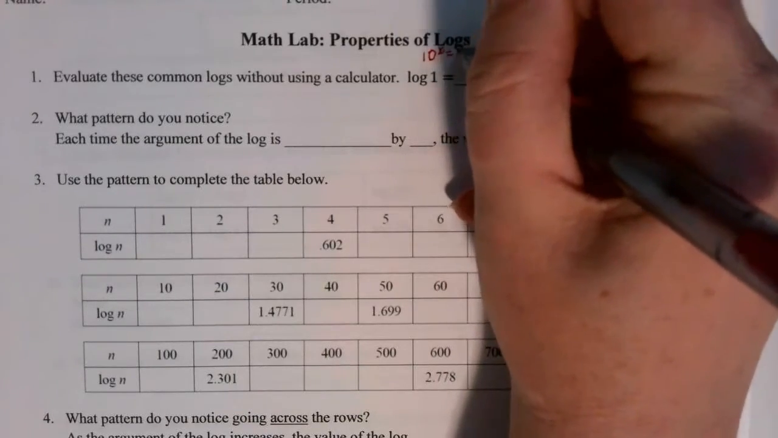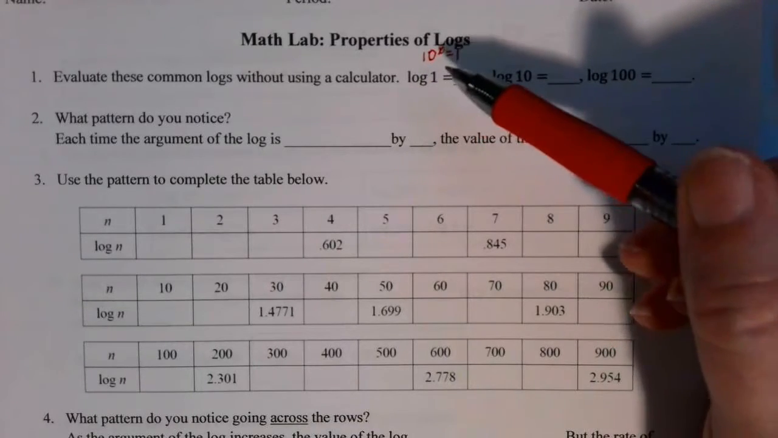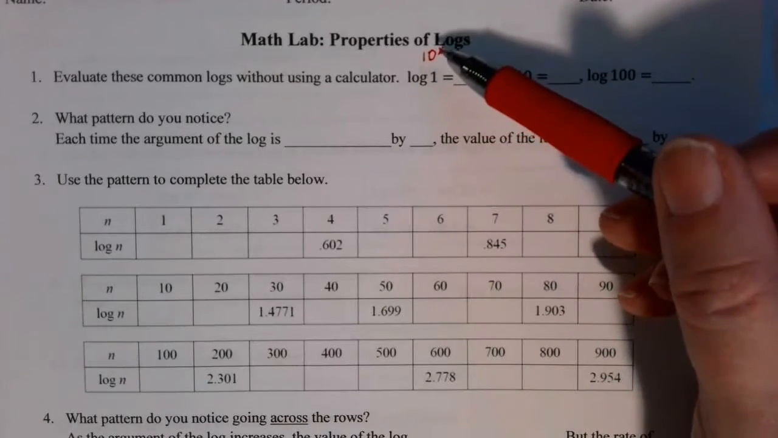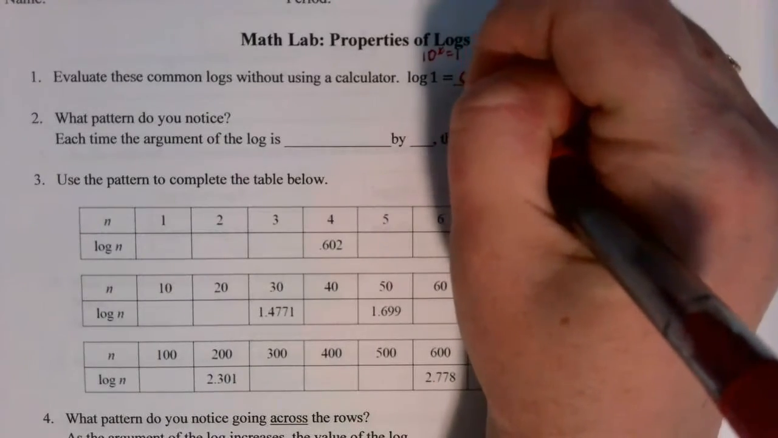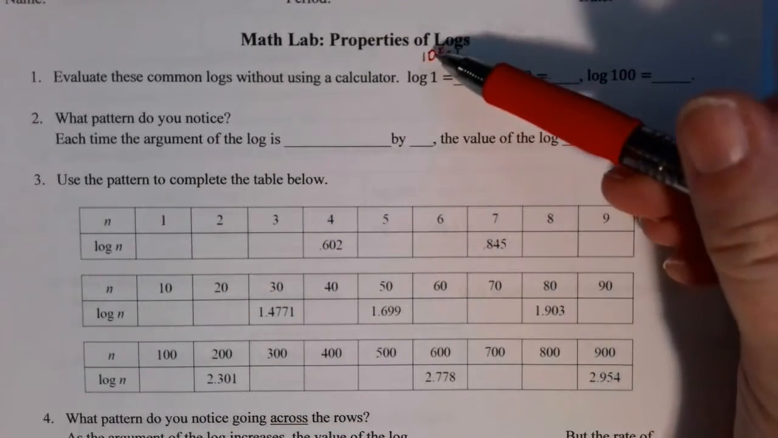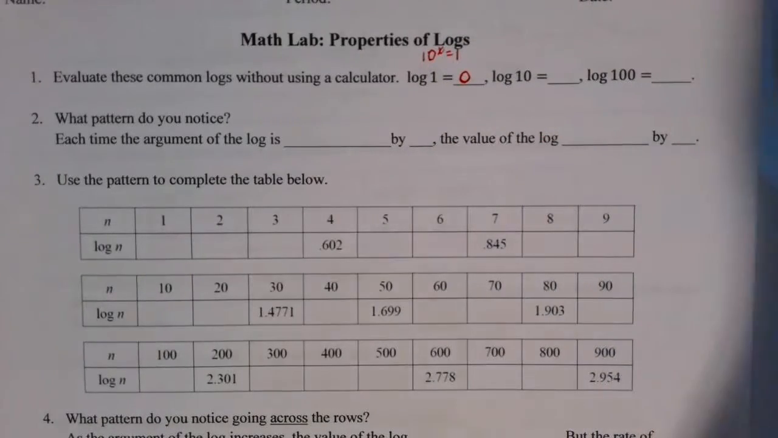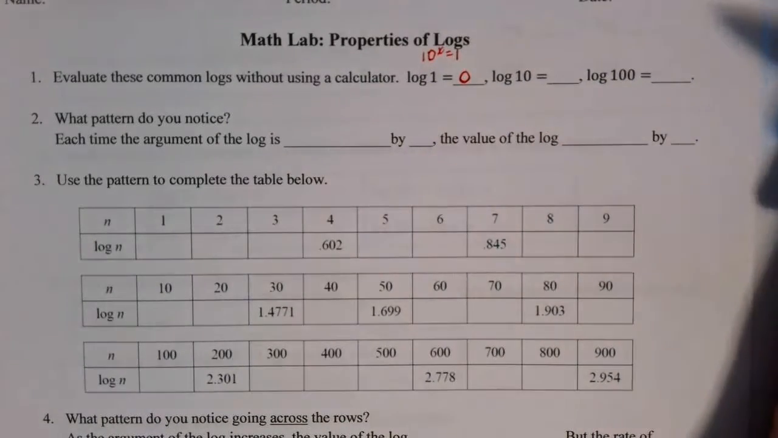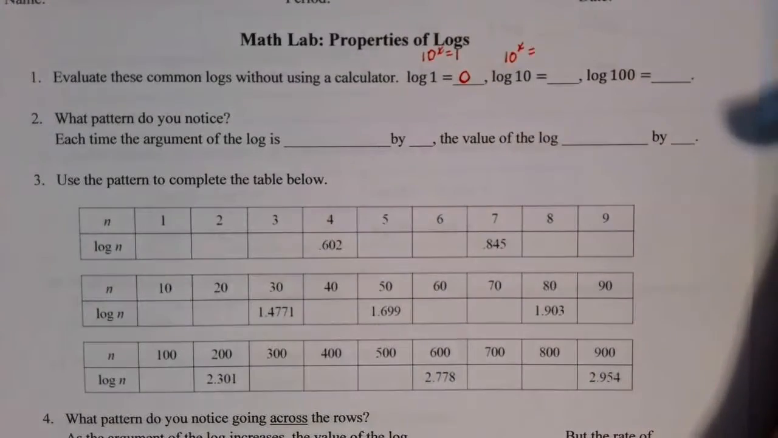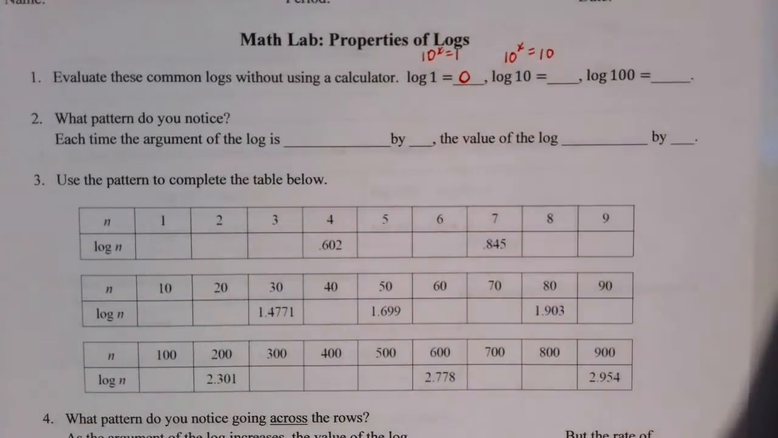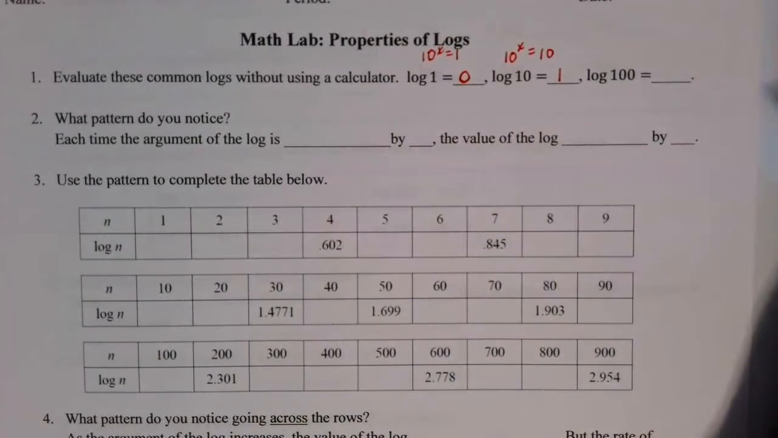So the common log of 1, that's asking us 10 to the x equals 1. So the common log of 1 is asking 10 to what power is equal to 1, and that would be a 0, right? Whenever you have a base to the 0 power, it always equals 1. Okay, then the common log of 10 would be asking the exponent on the base of 10 so that it equals 10. And that would be a 1 because 10 to the 1 is 10.